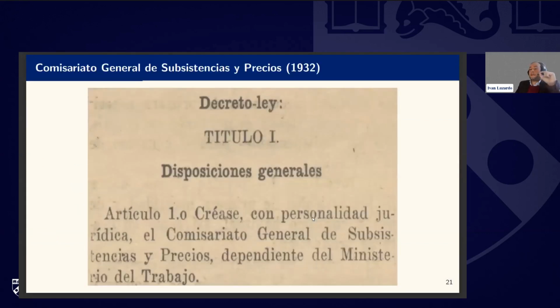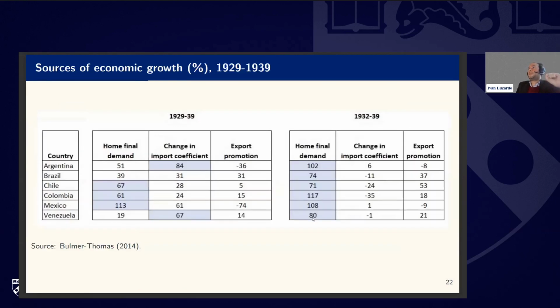So this is just, very briefly, the implementation of price controls in the case of Chile. That was implemented very early during the 1930s. The institution that managed prices in Chile was the Comisariato de Precios. It was the agency that basically set the prices for those goods that were under price controls.